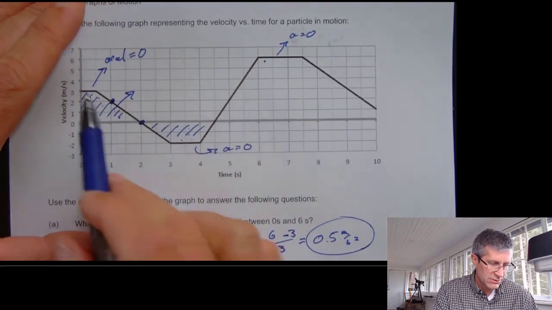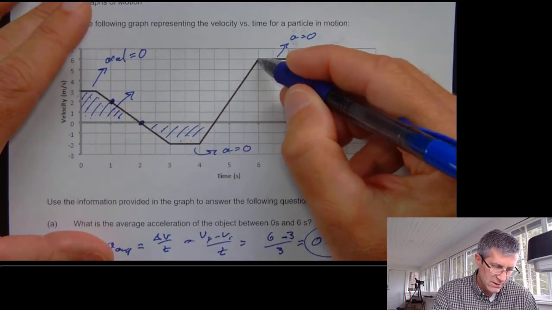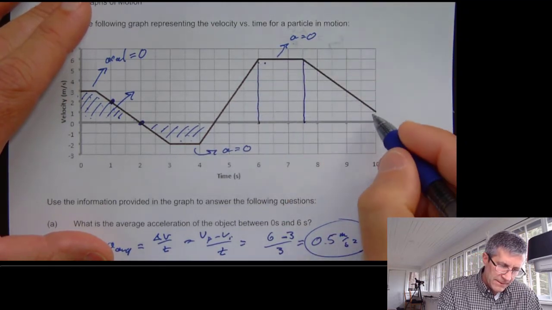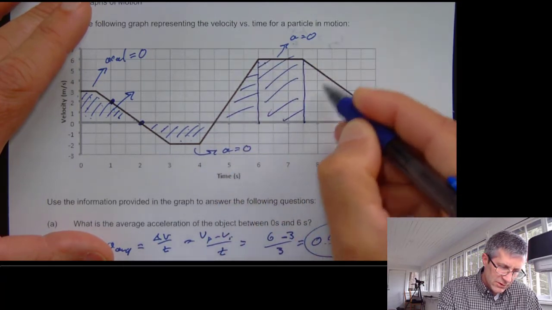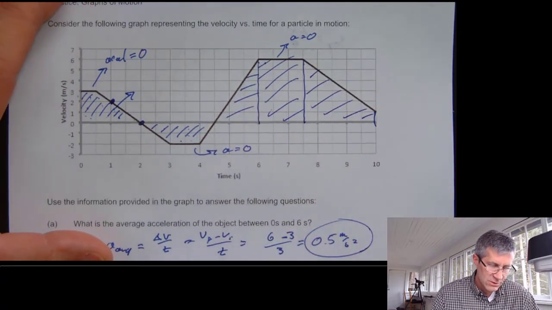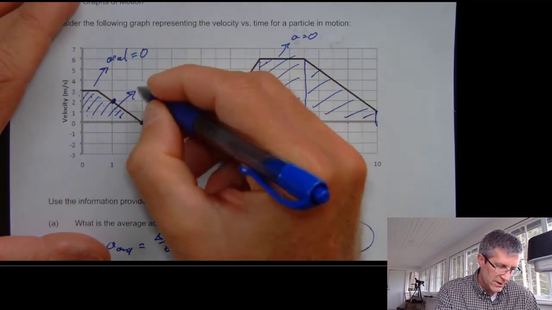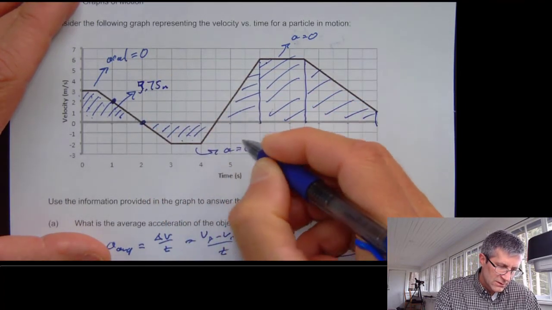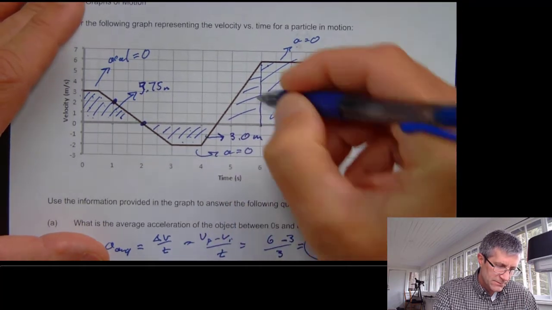I already know the displacement for these two areas, so let me figure out the displacement for these other things. This is what I'm thinking. I'll just figure out the area under the curve for these, which is going to tell me the displacement. So for this area, I got 3.75 meters. For this area, I had 3.0 meters negative.